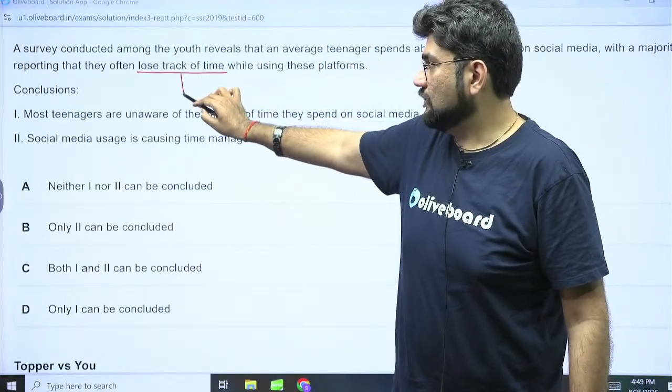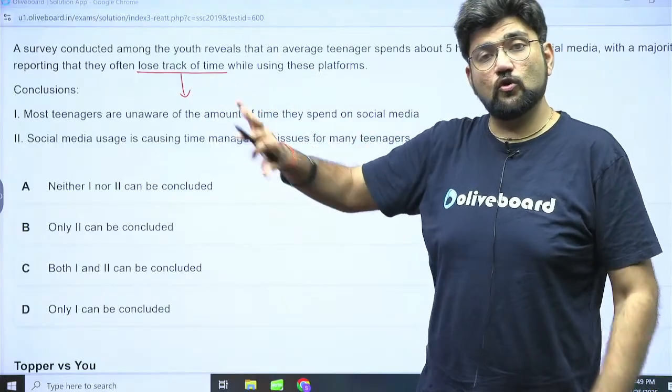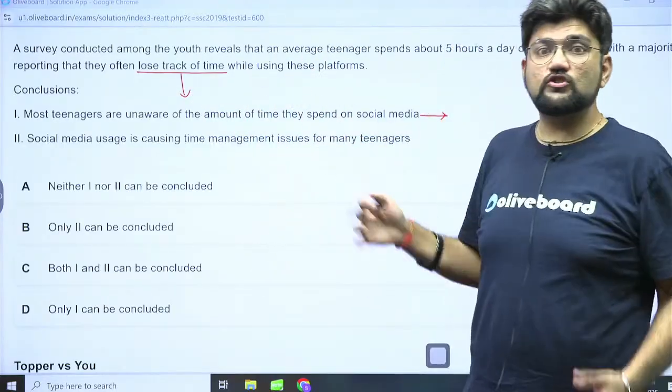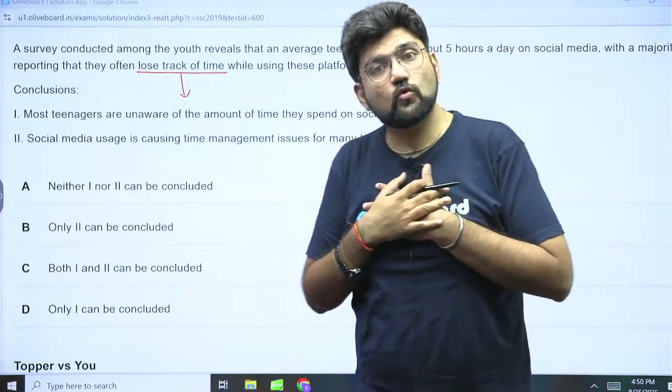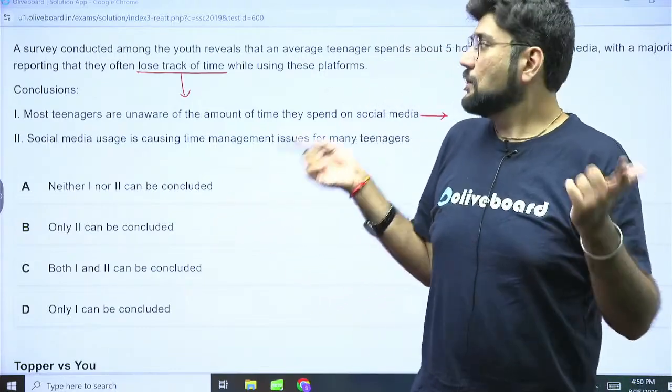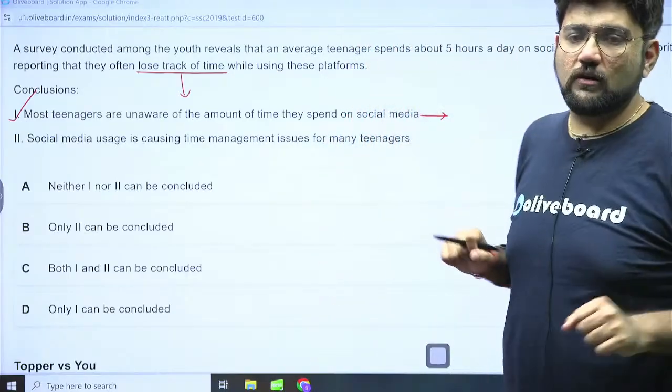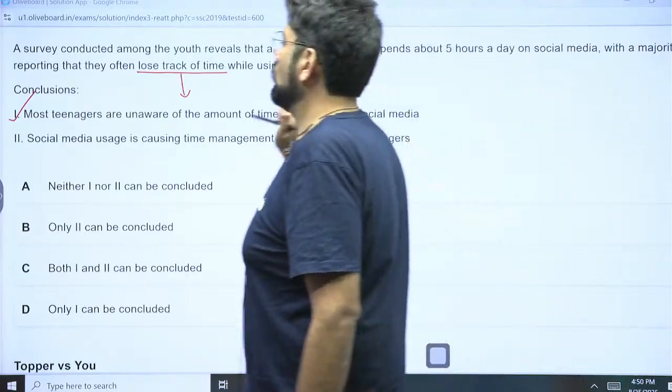Number one, the keyword, losing track of time. You don't know only about the time. Number two, what is happening currently. So you start relating it. Oh yes, I also don't know how much time I spend on social media. Probably this is the correct conclusion. Brain fog working its best. This is not true. Why?